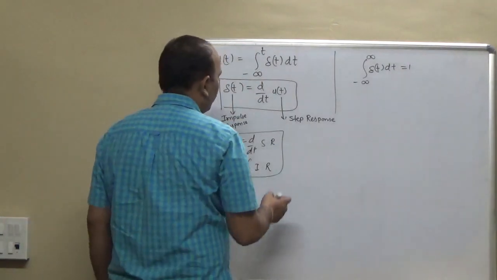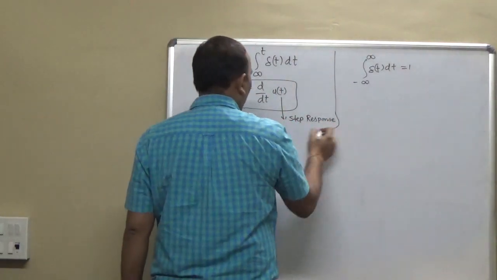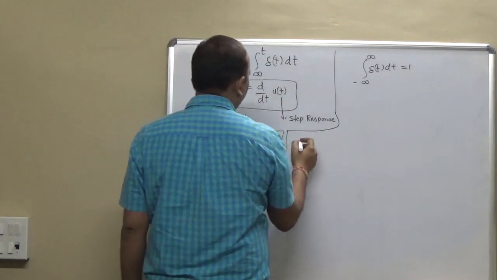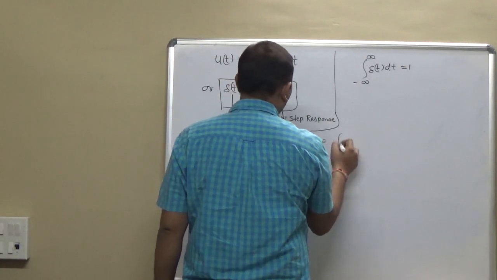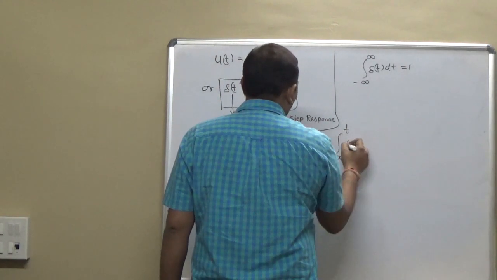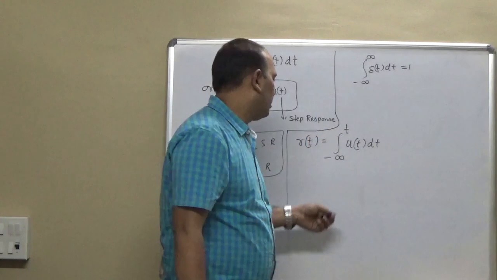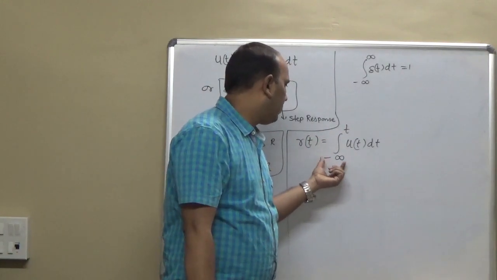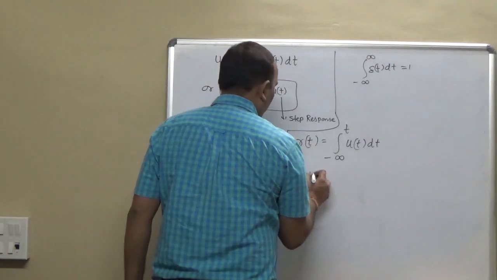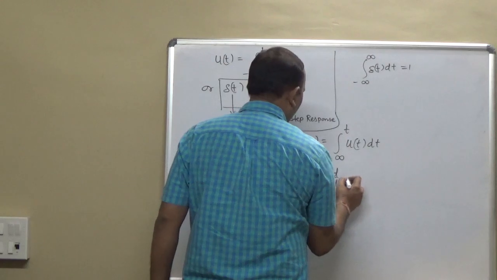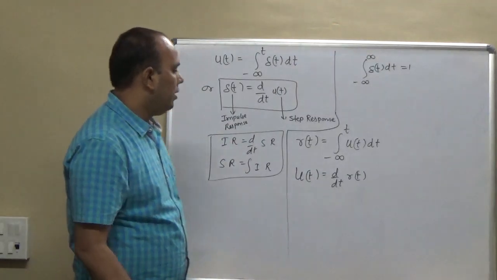Okay, now that was the relation between the u t and del t. Similarly, you can also make a relation between u t and r t. So whenever r t is given, you have to just integrate this u t from minus infinity to t. Just remember, you have to integrate from minus infinity to time domain t, then you will get ramp, or also u t will be equals to d r t by dt, the differentiation of the ramp signal r t.